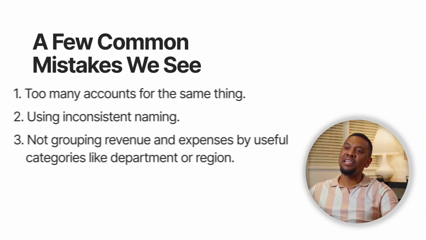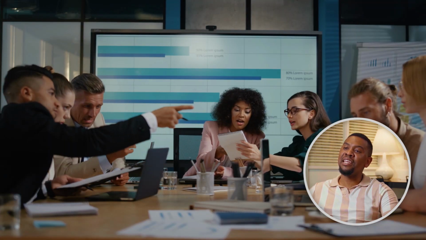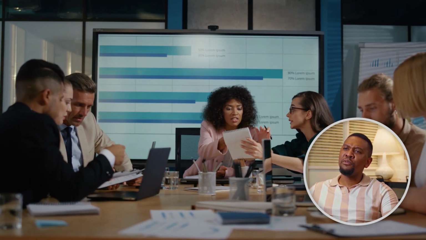A few common mistakes we see: having too many accounts for the same thing, and using inconsistent naming, like FB ads in one place and Facebook advertising in another. One more thing is not grouping revenue and expenses by useful categories like department or region. It happens to a lot of businesses, especially as they grow, hire more people, and layer on more tools.